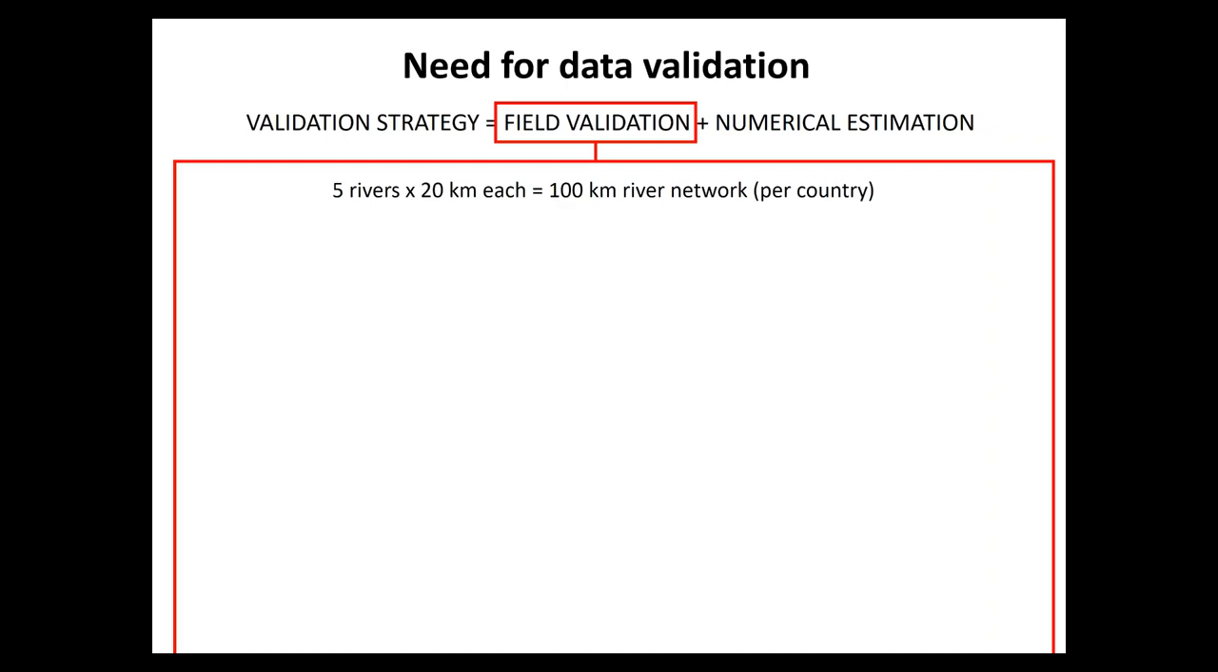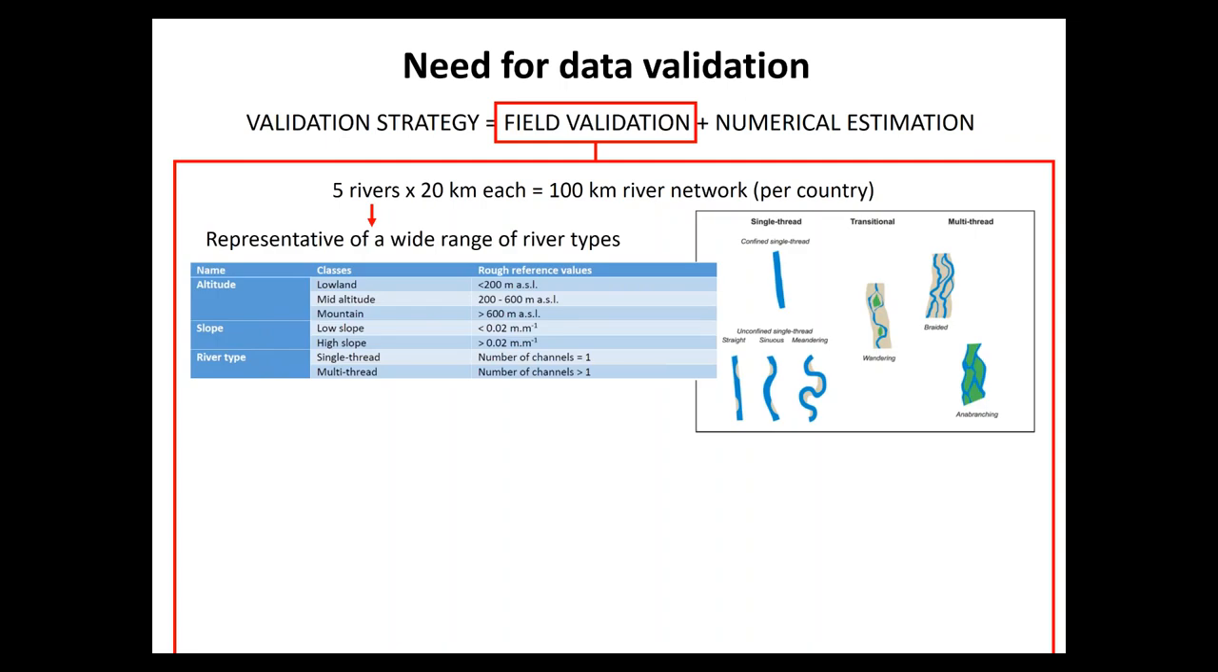Concerning field validation, this is an extensive field validation that is going to be applied to most parts of Europe where we have data consistent at the national scale. For each database, so mainly for each country, we are going to survey 100 kilometers of river network split in five rivers, so 20-kilometer sections in five rivers per country. The five rivers are going to be selected to be representative of a wide range of river types, mainly in terms of river altitude, river slopes, so stream energy, and river types in terms of single-thread or multi-thread river type.